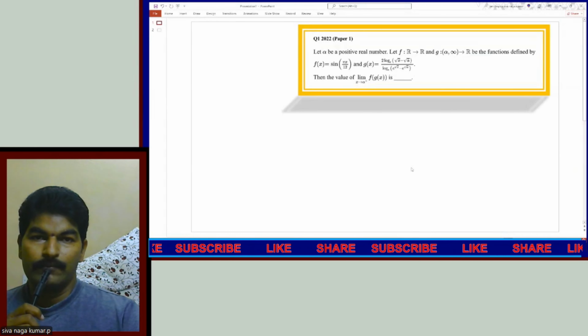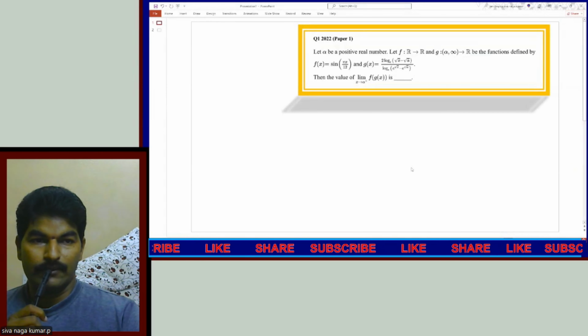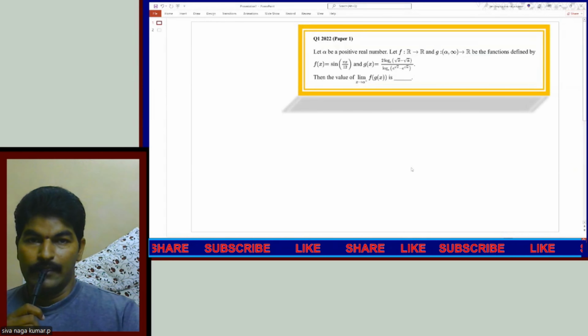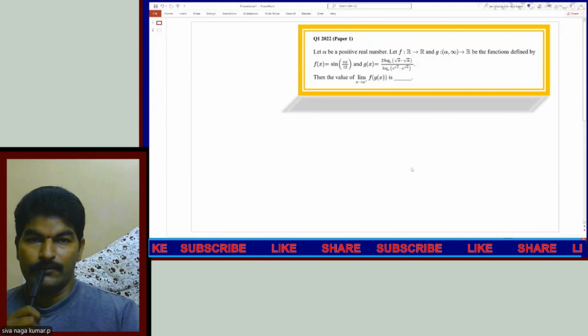This is from the limits topic, which is an advanced problem. I mentioned this one as question number 1, 2022, paper 1. So first read the problem. Let alpha be a positive real number.